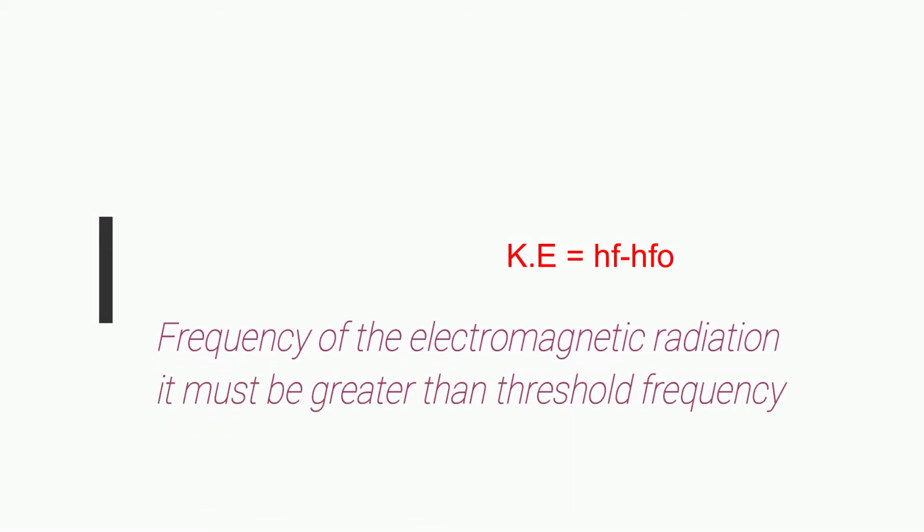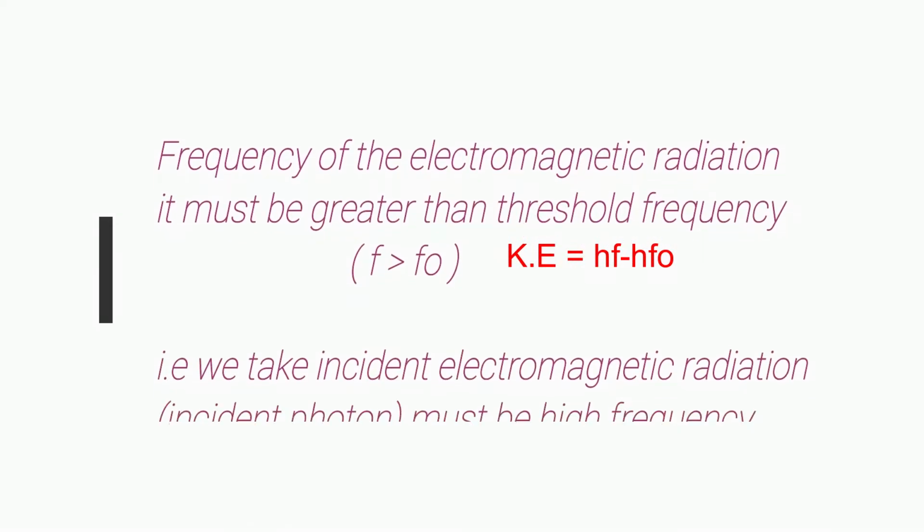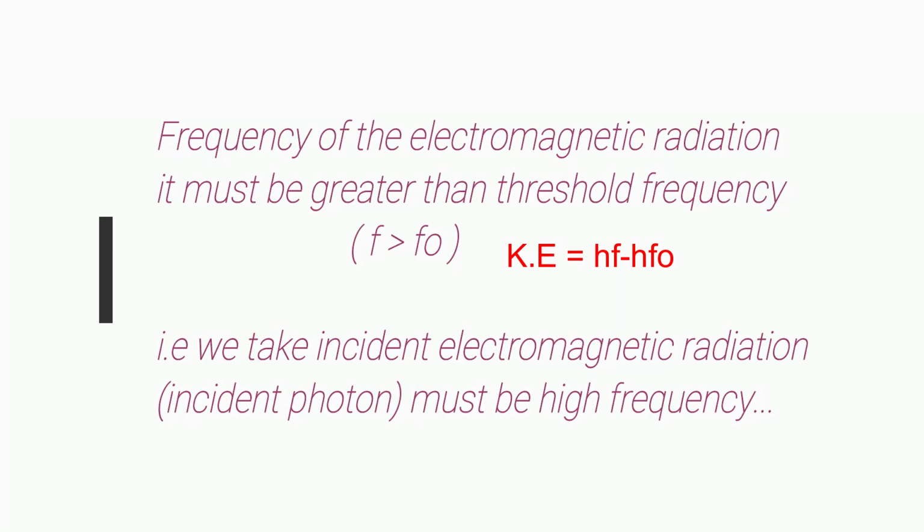As we got the formula kinetic energy equals hf minus hf0, if f is greater than f0, we get a positive value of kinetic energy. That means emission, or liberation, of electrons takes place. So whenever we use electromagnetic radiation or an incident photon, its frequency must be greater than the threshold frequency so that emission takes place.